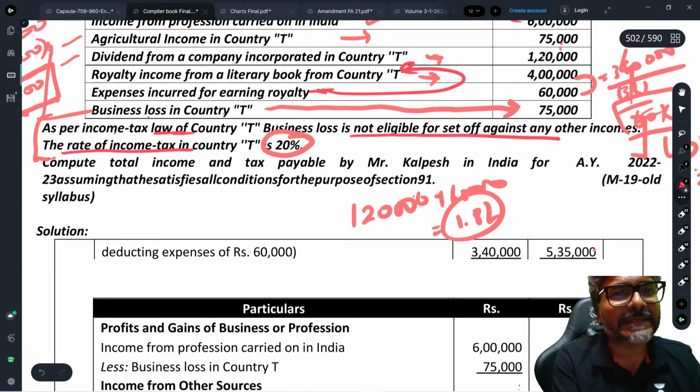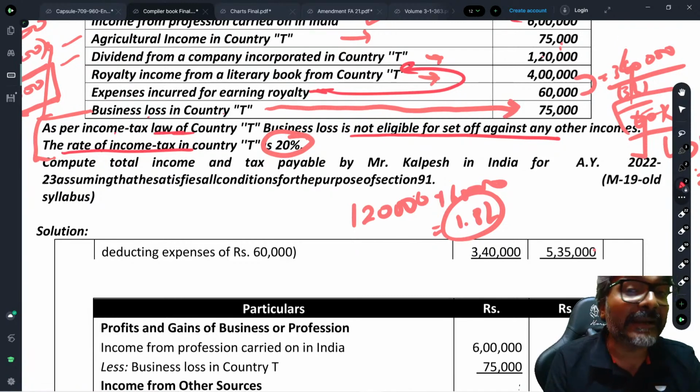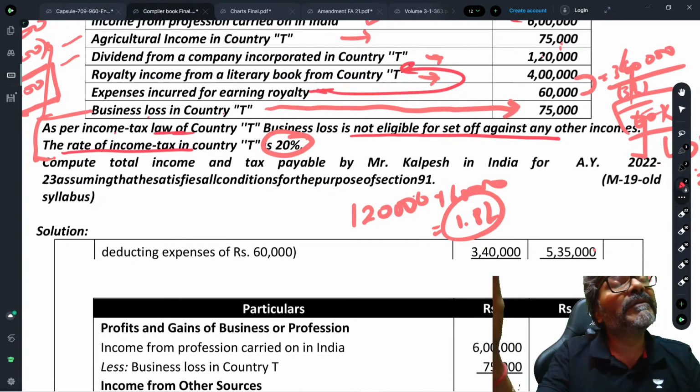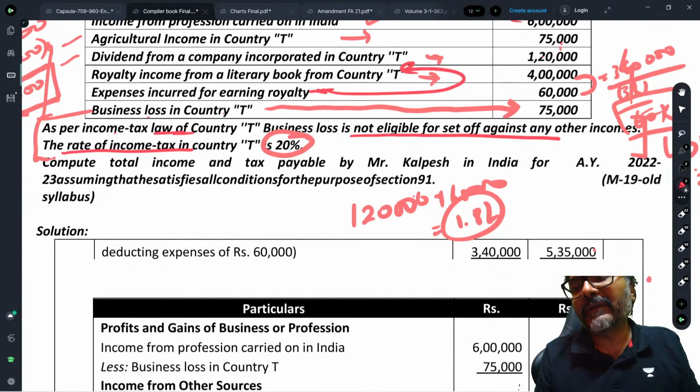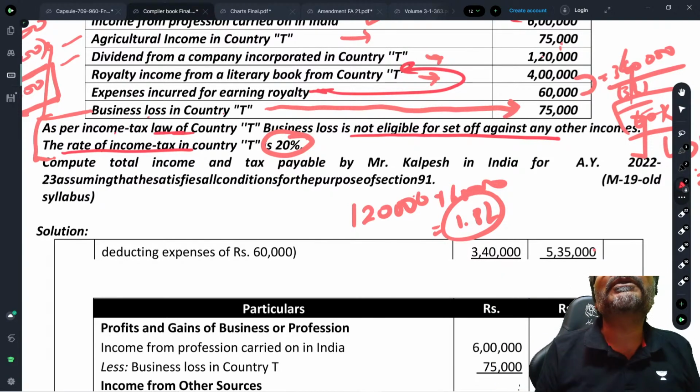The rate of tax, students, is 20%. But in India, it will be eligible for set-off. Not only that, we will do a set-off, students. We will also give 80QQB Chapter 6A deduction of 3 lakhs.